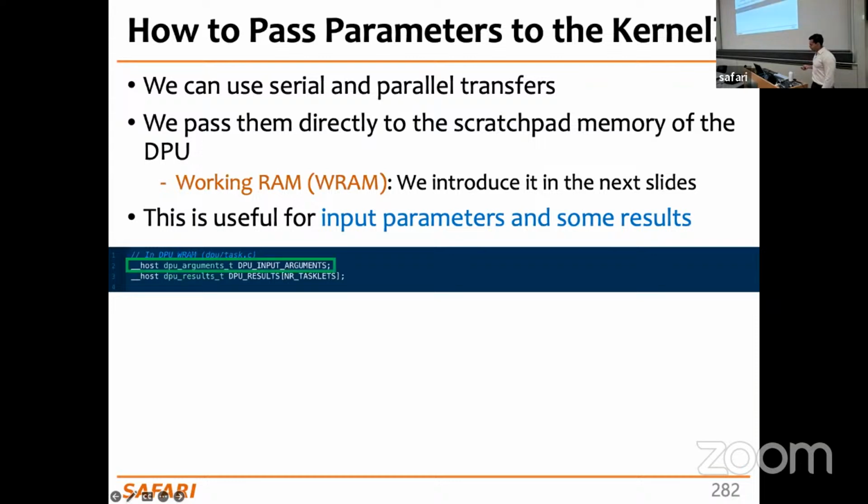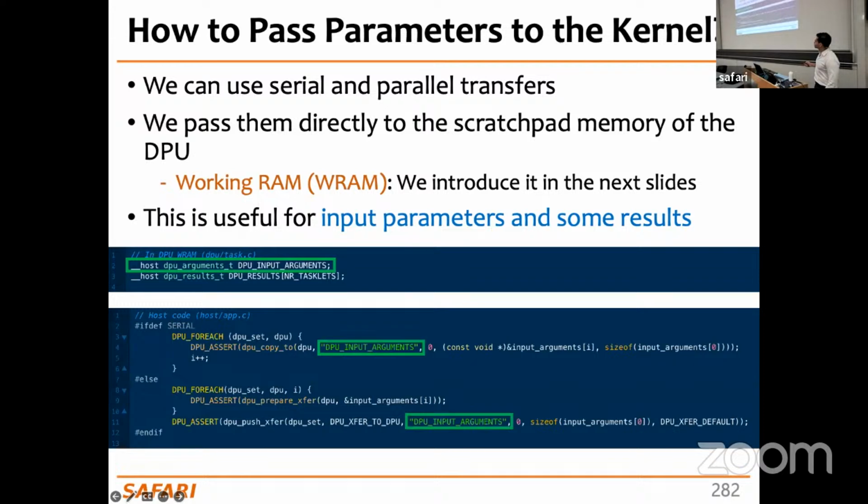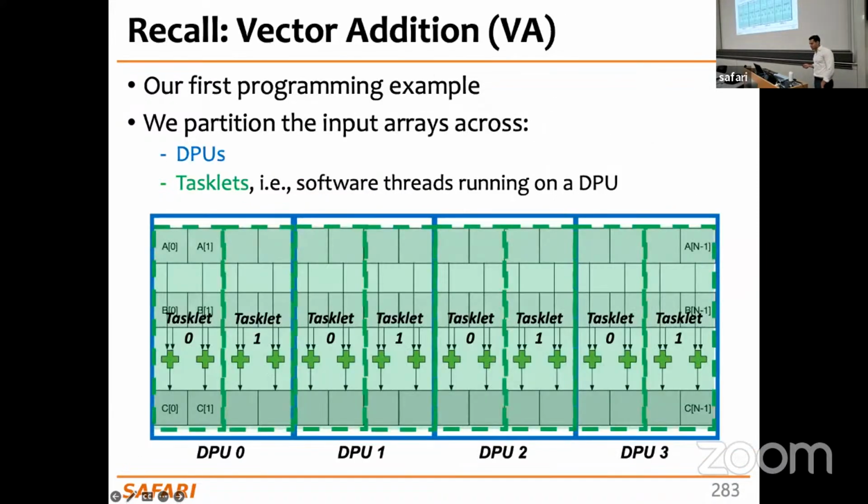So you can also pass parameters to the DPU. To do that, you again use the DPU transfers. So here, for example, the copy to, and then you pass as an argument a struct with the parameters that you want to pass to the DPU cores.